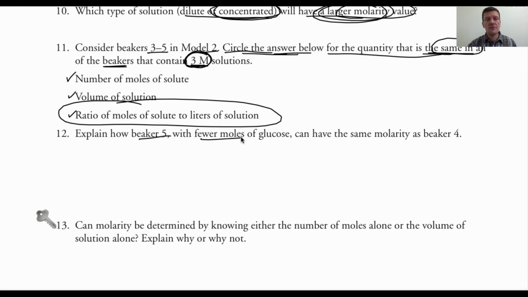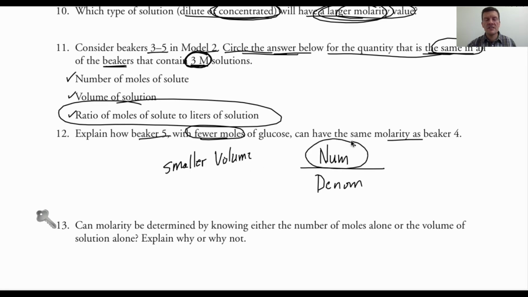Explain how beaker 5 with fewer moles can have the same molarity as beaker 4 because it has a smaller volume. So here's the thing with ratios. If you have a ratio, this is your numerator, right? This is your denominator, right? So if your numerator decreases, then your denominator has to decrease as well in order to keep that ratio constant. So if this is equal to a certain concentration, 3 molar, and if this numerator goes down, then the denominator has to go down to keep it the same.